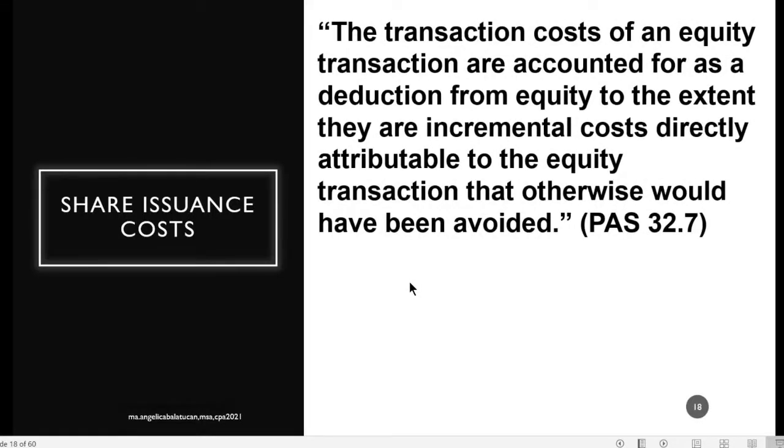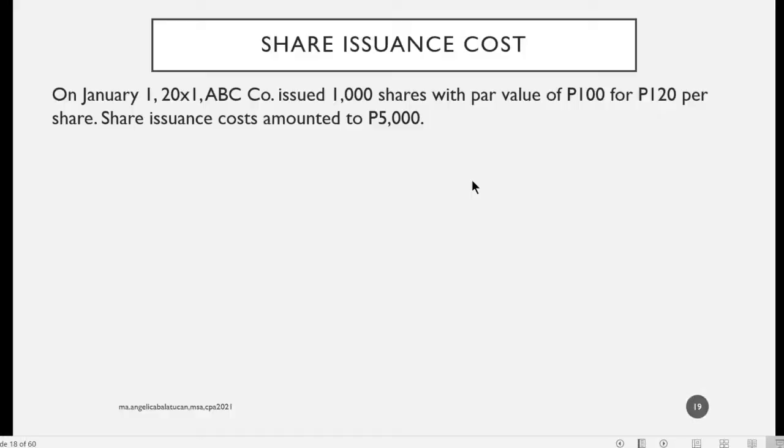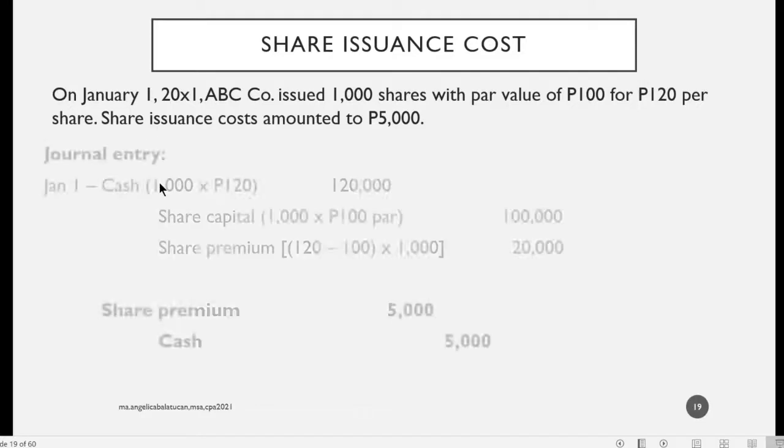Then what would be the treatment for share issuance costs? The transaction costs of an equity transaction are accounted for as a deduction from equity to the extent they are incremental costs directly attributable to the equity transaction that otherwise would have been avoided. For example, on January 1, ABC Company issued 1,000 shares with par value of 100 pesos for 120 pesos per share, and the share issuance costs amounted to 5,000.